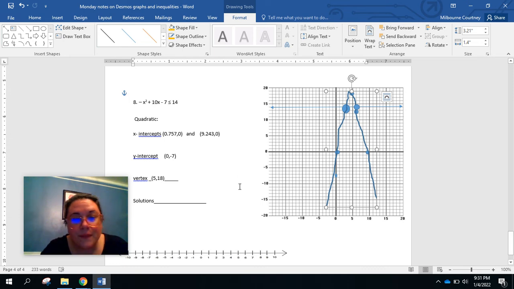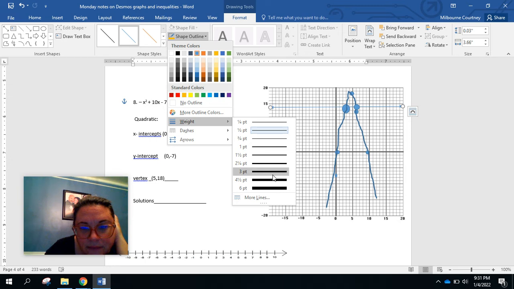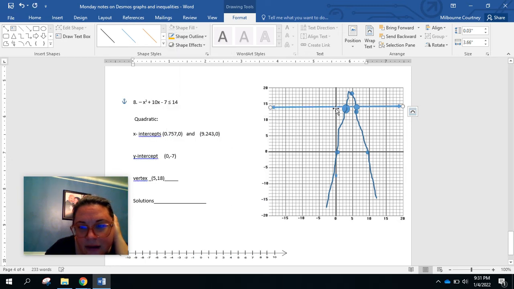All right, so last part is we're looking at the inequality, and the inequality says that we need a less than or equal to. This is less than. So less than is below the line. Where is the line? Let's make our line thicker. There it is. All right, I need everything below the line.